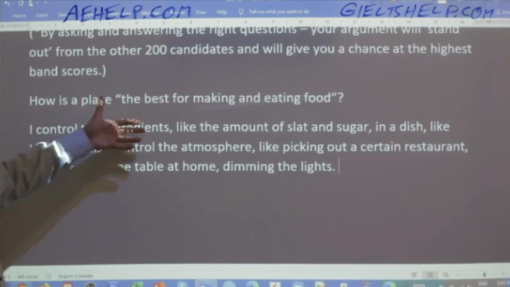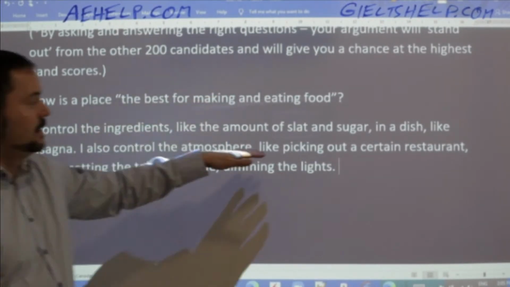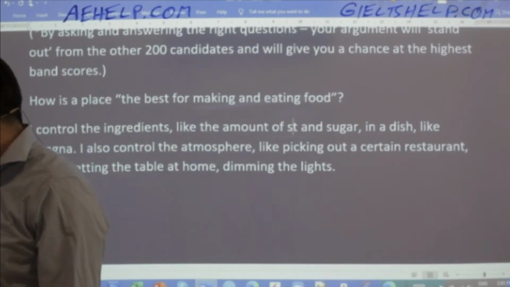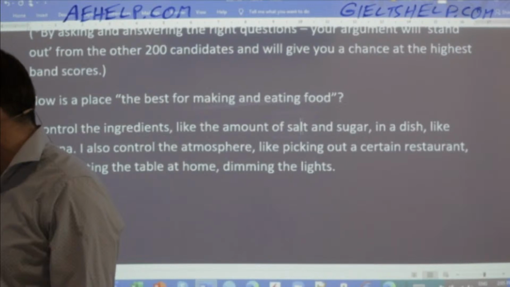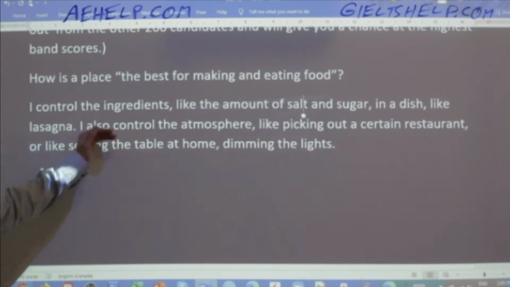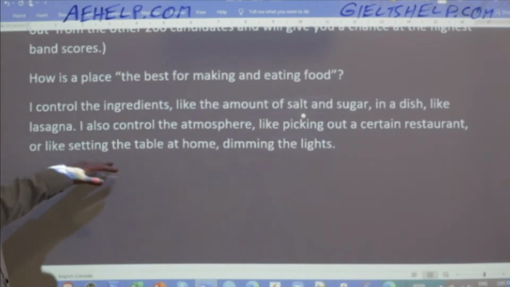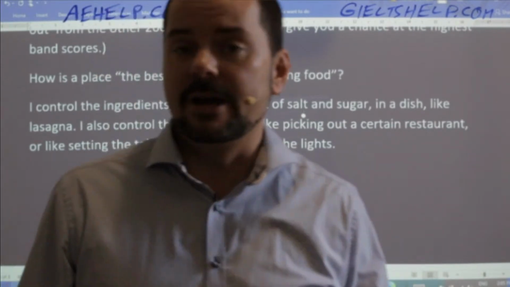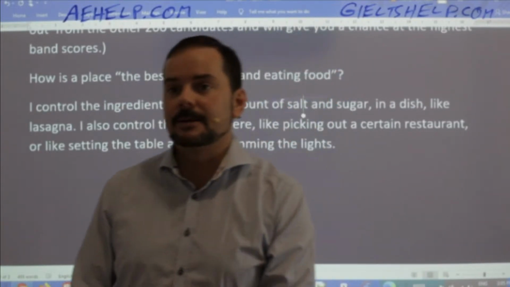So how is a place the best for making and eating food? Okay, so I control the ingredients, like the amount of salt. My fingers are not following my brain's order of operation. Pay attention, fingers. Like the amount of salt and sugar in a dish, like lasagna. I also control the atmosphere, like picking out a certain restaurant if I go out to eat. Or like setting the table, choosing the dishes, dimming the lights, putting a candle on the table, etc., right? So controlling the temperature in the room, opening up a window for some fresh air, okay?